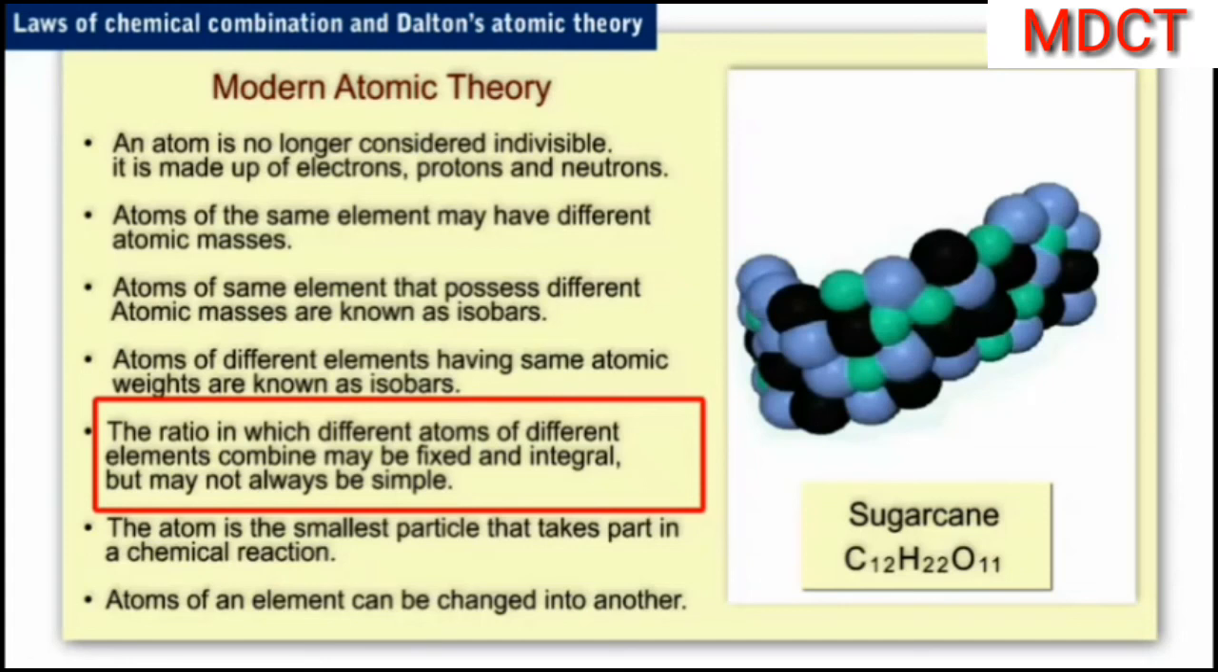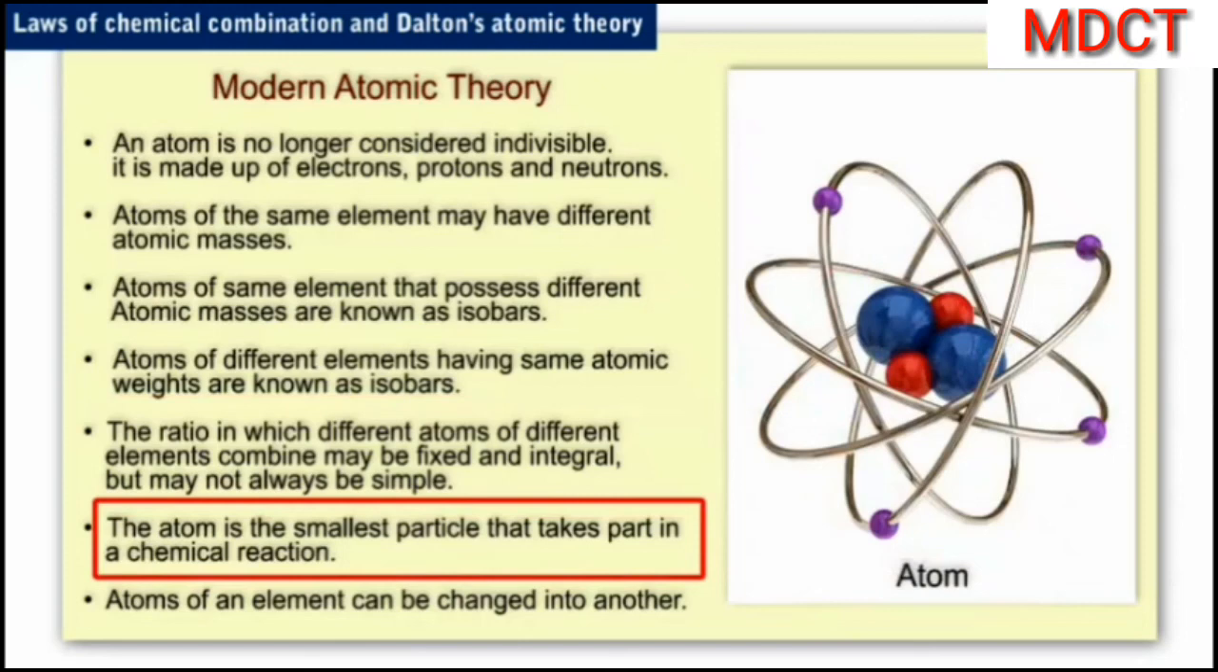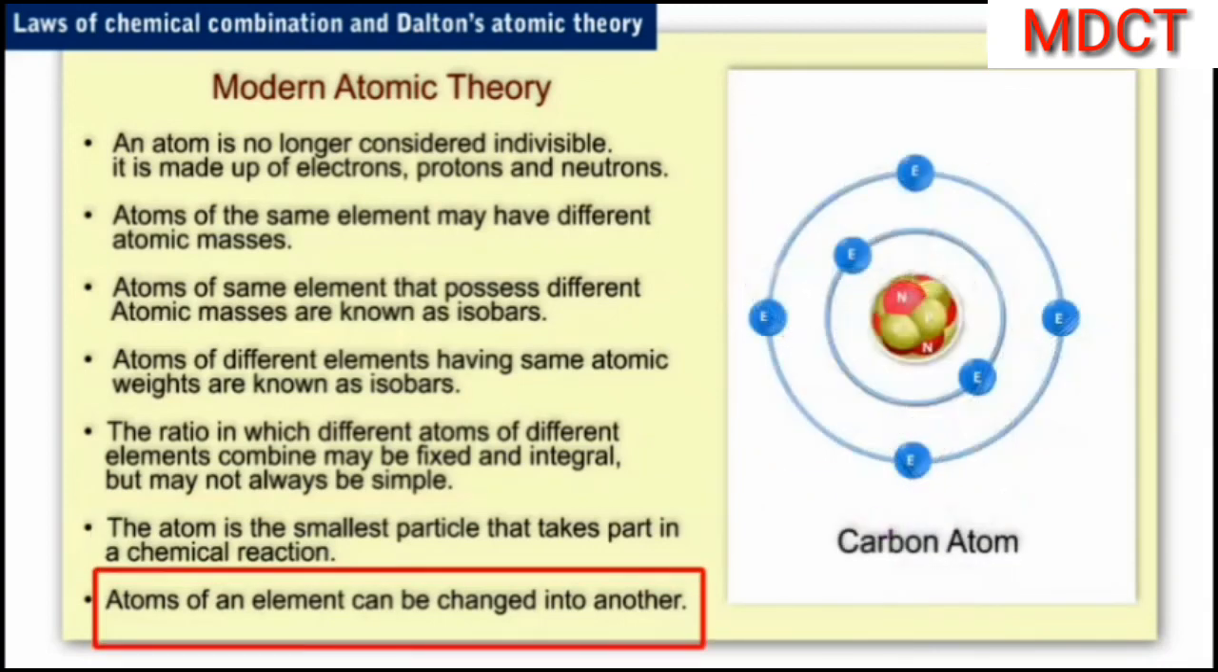For example, the elements C, H and O combine to form sugarcane. The ratio of elements 12:22:11 is fixed and integral, but it is not a simple ratio. The atom is the smallest particle that takes part in the chemical reaction. In nuclear reactions, atoms of an element can be changed into another. For example, atoms of nitrogen can be changed to oxygen through bombardment of alpha rays.